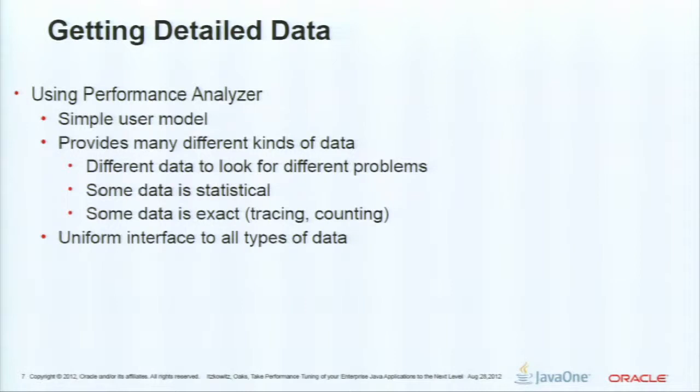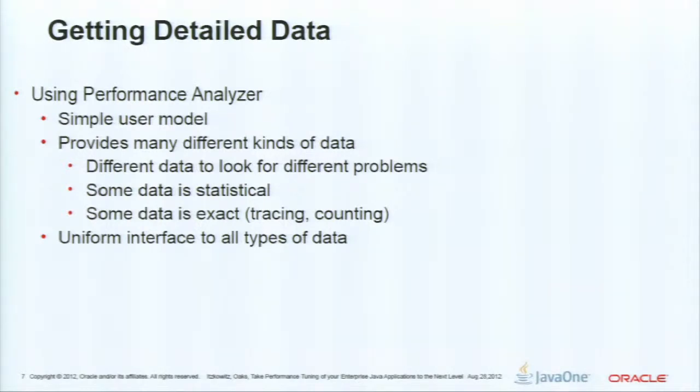It has a very simple user model. It provides lots of different kinds of data so you can look at many different kinds of problems. Some of the data is statistical in nature. That is, you're doing a statistical profile of where the program is spending its time. Statistics really work. Some data, tracing data, for example, is exact, so you know exactly what happened. The trade-off is usually that tracing data will slow down your application and produce large data volumes, whereas statistical data can be tuned to get reasonable data volume and relatively low intrusion into the running of the program.